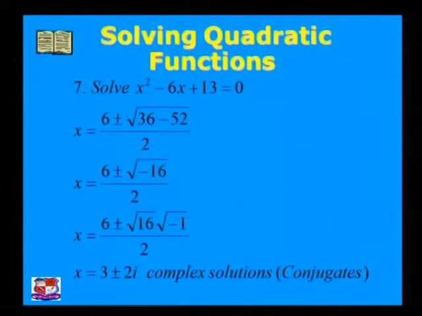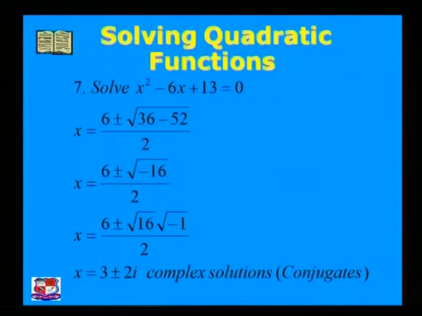So x is equal to minus b, that is minus into minus 6, that is plus 6, plus or minus root delta, that is b square minus 4ac, 36 minus 52. So we will get x is equal to 6 plus or minus root of minus 16 upon 2, and root of minus 16 is equal to root 16 into root minus 1, and root of minus 1 is equal to i. So after all I will get x is equal to 3 plus or minus 2i, which is the complex solution.